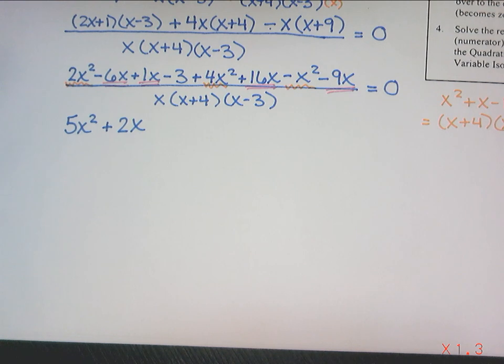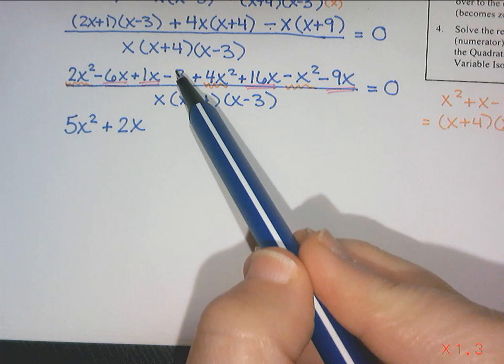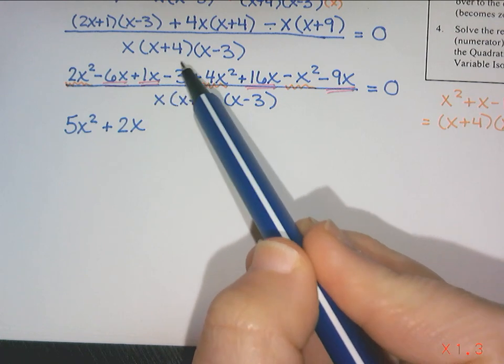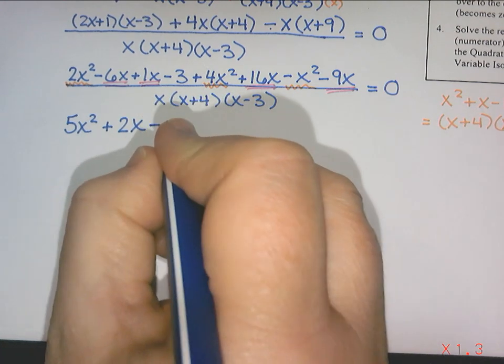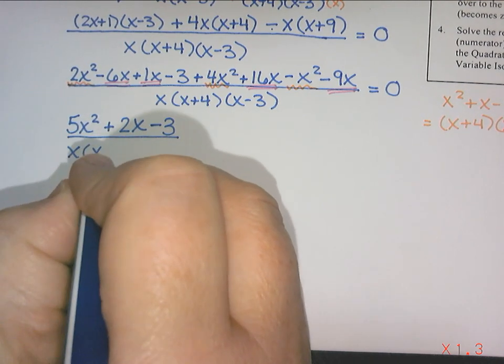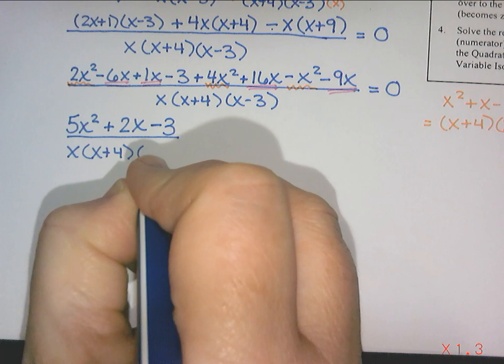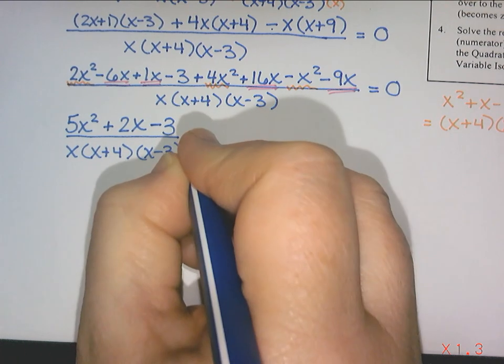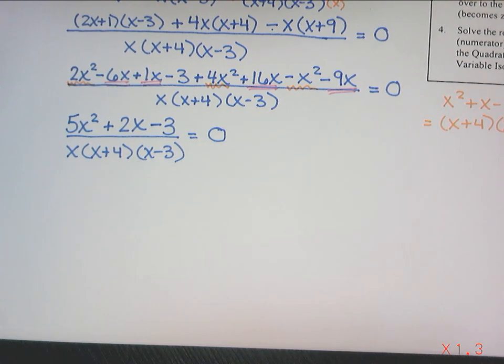Yep, I got 2. Okay. Last but not least, I've got my constants, which I only have one. That's just -3. And I still am leaving the denominator alone. And it still equals 0.